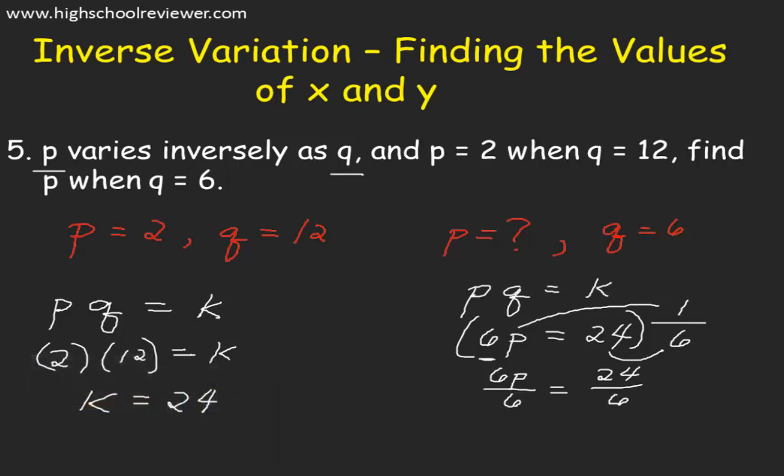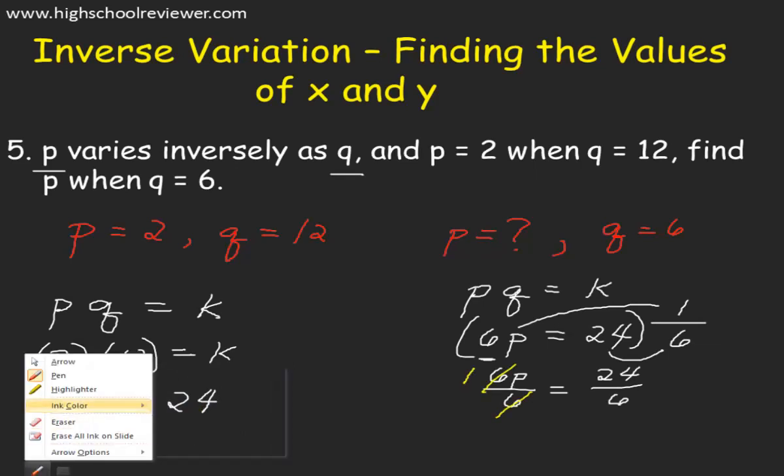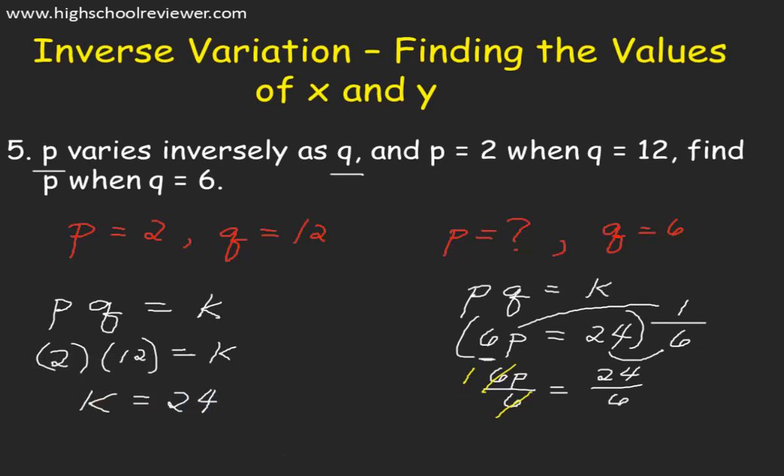So 6 divided by 6 is equal to 1. So we have here 1 times P, that is P. 24 divided by 6 is 4. So P is equal to 4 when Q is equal to 6.